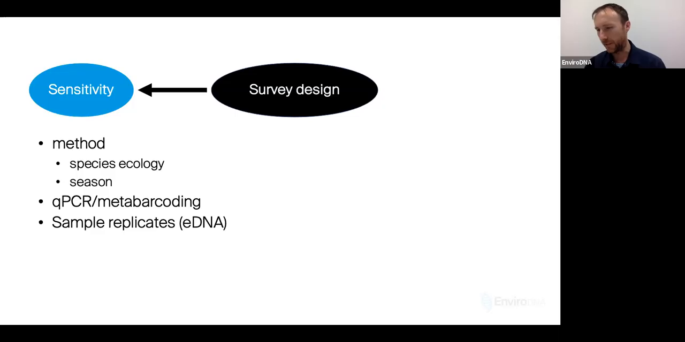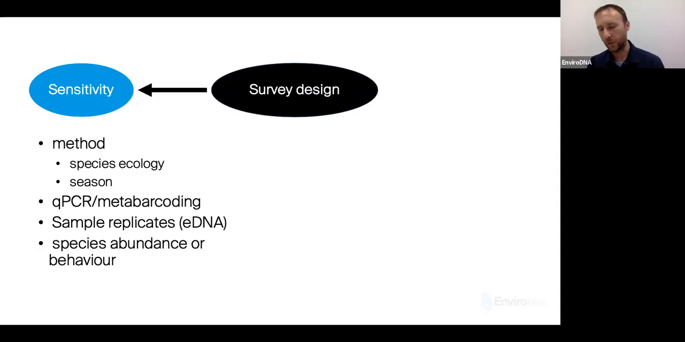Something that's really critical, regardless of what method you're using, is replication. So if you visit a site once, whether it's for trapping, whether it's for observation, whether it's using eDNA, what is your chance of detecting whatever you're looking for with that single visit? Now, with eDNA, we can take multiple samples with that visit, and that's going to improve your chance of detecting that species. And I'm going to show you some examples in a minute.